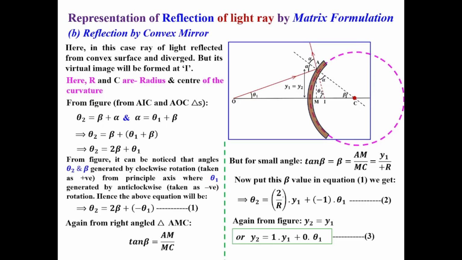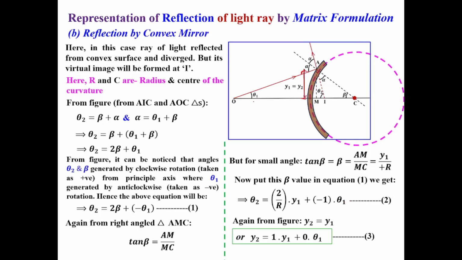Theta 2 is equal to 2 by R into Y1 plus, here, theta 1 minus theta 1 can be written as minus 1 into theta 1. Let this be your equation number 2. Again, from the figure, what we can get is this height.